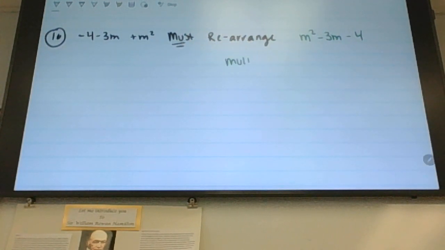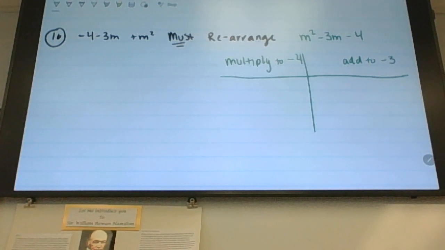All right, so for this one, Benjamin, what do we want to multiply to? And what do we want to add to? All right. So 4 is 4 times 1 or 2 times 2. Which one of those do you think can make 3? Benjamin? You think 4 and 1 can make 3 or 2 and 2? Which one should be negative? Let's try it.